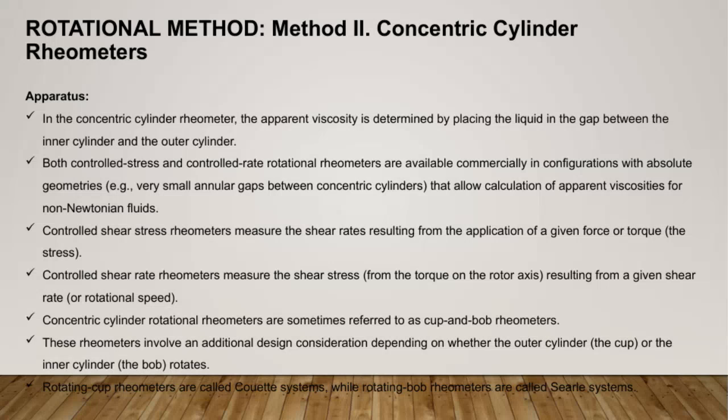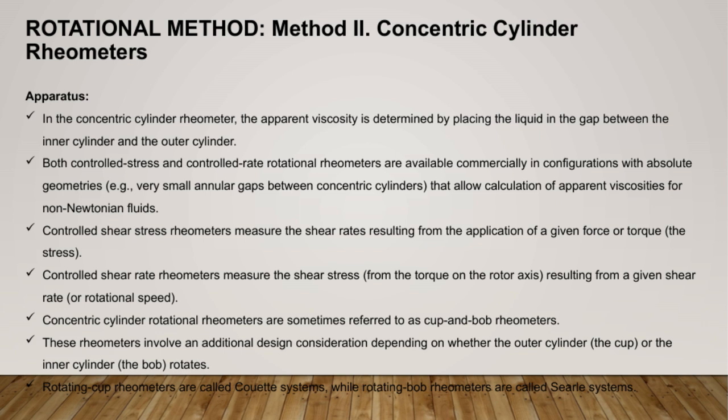Now let's look at the rotational method, specifically method II, which involves concentric cylinder rheometers. In this setup, the key idea is that we determine the apparent viscosity by placing the liquid sample in the gap between two cylinders, an inner and an outer one. This setup allows us to measure how the fluid responds under shear. Both controlled stress and controlled rate rheometers are commercially available for this configuration. They typically feature very small annular gaps, which are essential for accurate calculations, especially when working with non-Newtonian fluids whose viscosity can change under different conditions.